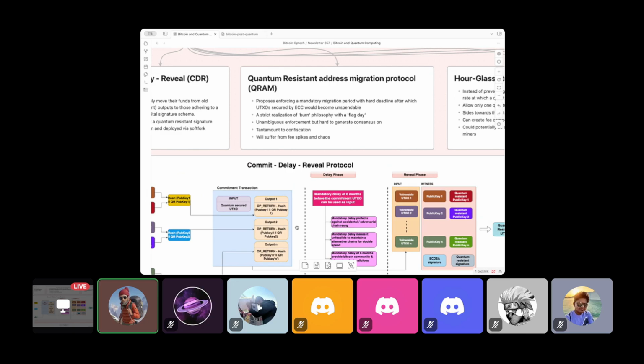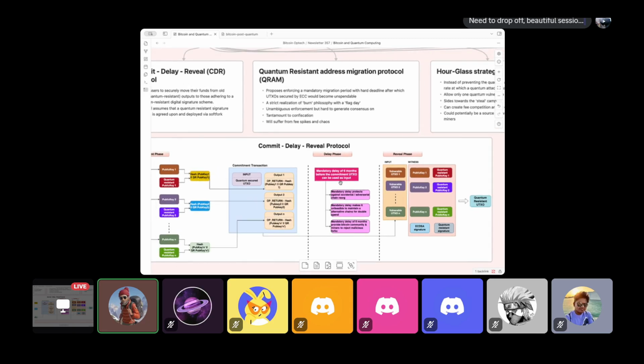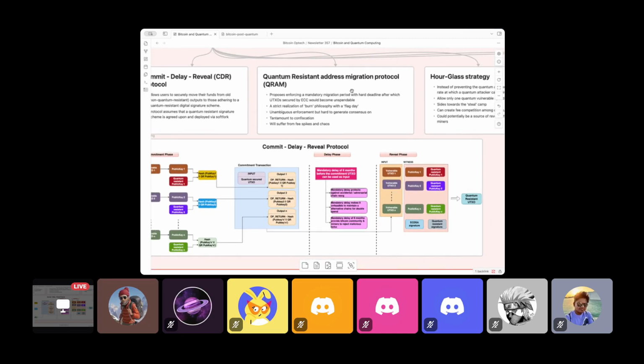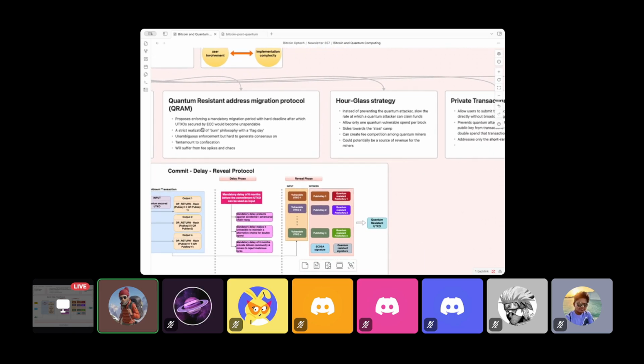You cannot expect people to move all their coins immediately. Some people will be aware, some people will not be aware. So that is a big issue. You have to take all those things into consideration. With respect to QRAM, you have a very clear timeline, or you can manage the movement or transfer.